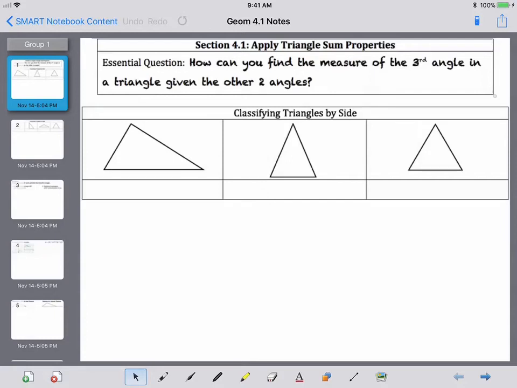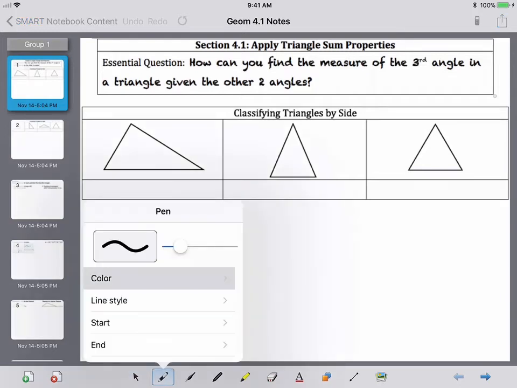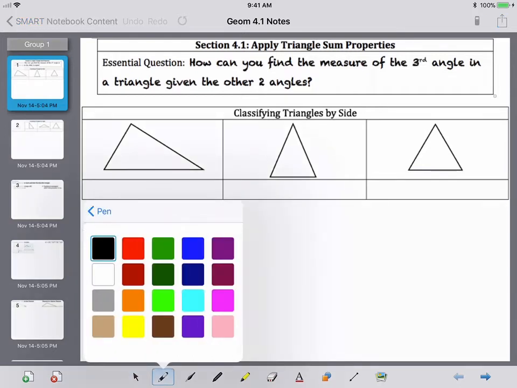In this video, we're going to talk about the angle triangle sum and how you can find the measure of a third angle in a triangle if you're given two other angles. Before we get into that, we're going to do a little review of the different types of triangles.